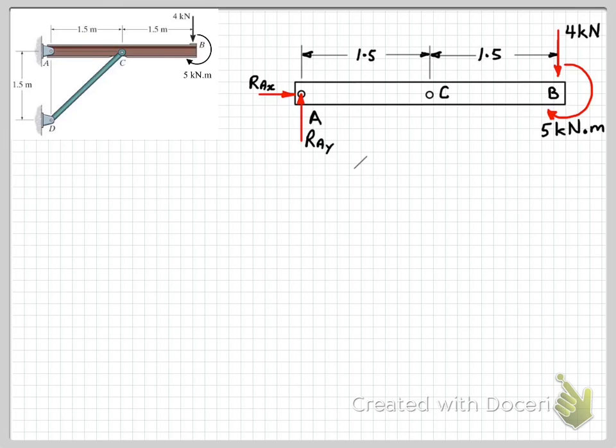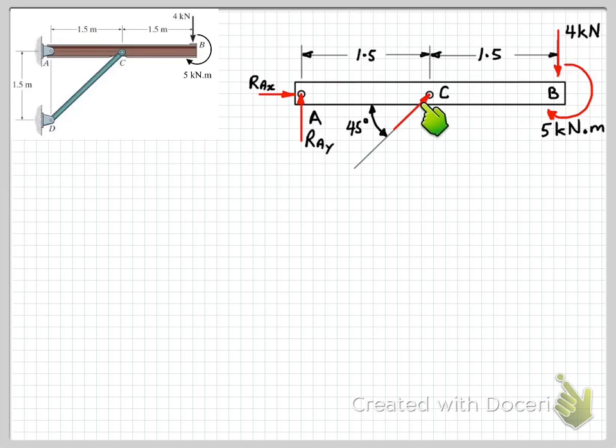So on our free body diagram, we'll just show that direction. In this case, it's 45 degrees because we've got 1.5 meters here and then 1.5 meters here. So we know that this angle here is going to be 45 degrees. And then we can put in our force acting along that line of action. So that's our unknown reaction force from the support of the strut at point C.